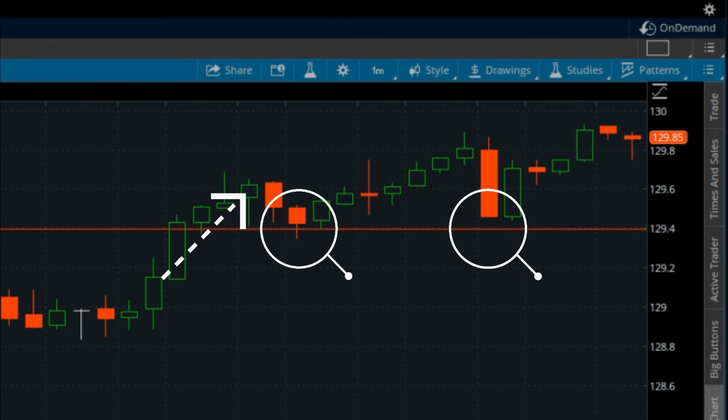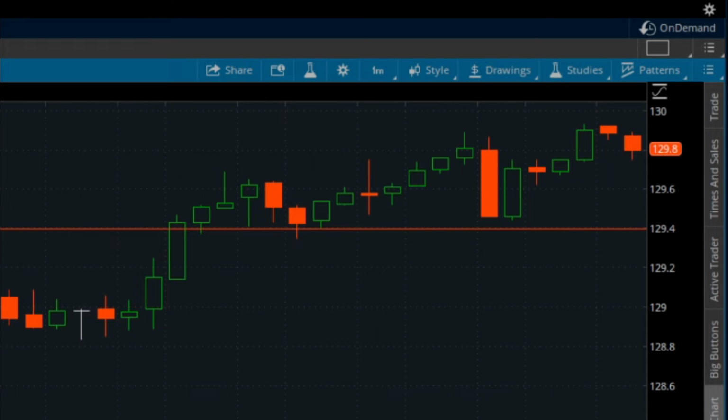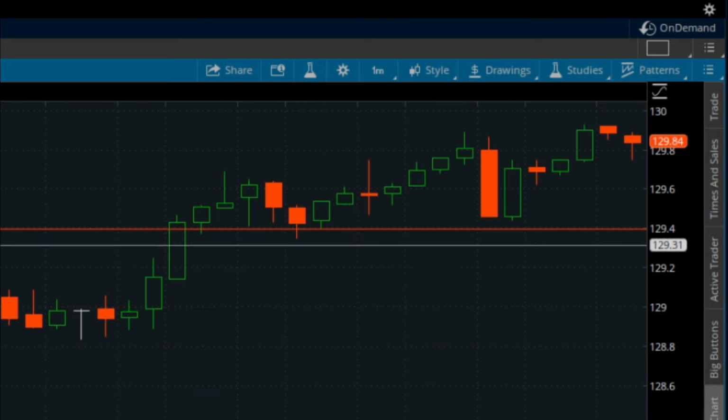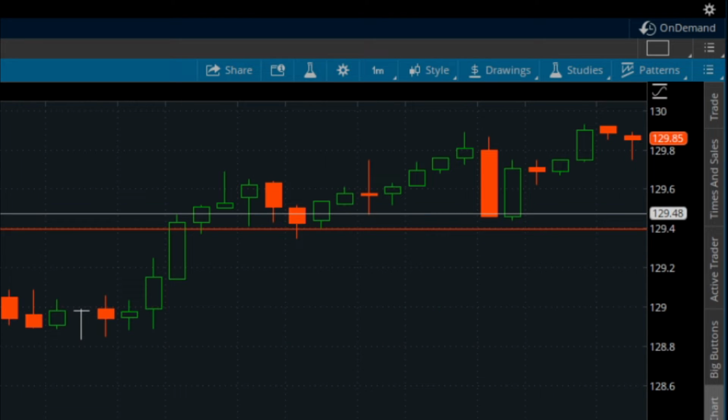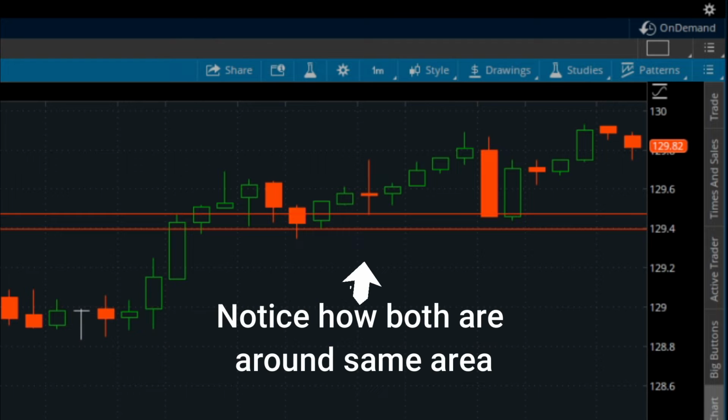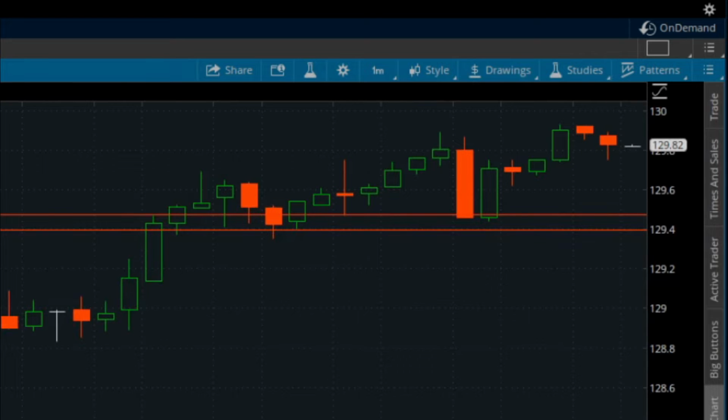And not only hold that specific level as support, we want to see it hold that previous high of the day as support as well. And so we're watching two specific levels here to hold as support. We're watching 129.50 and we're watching the previous high of the day. And with this scalping system, one of the best things that you can find is when both of these levels are pretty close to the same spot.